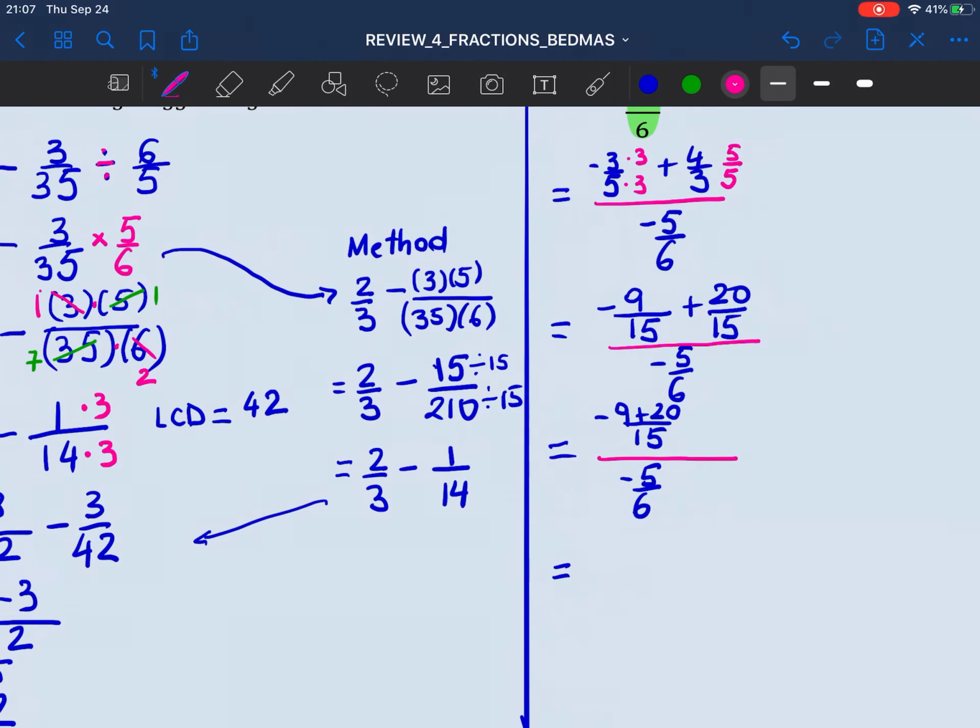I know that I'm going through too many details probably. If you are wondering whether you can go from, let's say for example, this step to the one I'm going to write now, the answer is totally normal. So negative 9 plus 20 would be 11 over 15. Nothing to reduce. 11 is a prime number. Over negative 5 over 6.